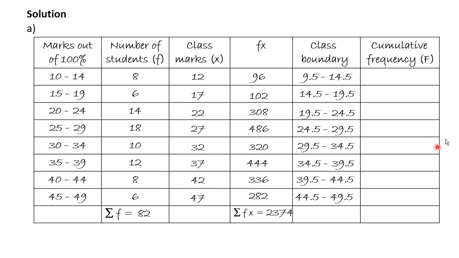Let's also get the cumulative frequency. Remember, if you're getting the cumulative frequency here, we cumulate the frequency. So we start by the first value, which is going to be 8 for the cumulative frequency. The next is going to be 8 plus 6, which gives us 14. Then the next we get 14 plus 14, 28. The next is going to be 28 plus 18. We are using our calculator here. 28 plus 18 gives us 46.